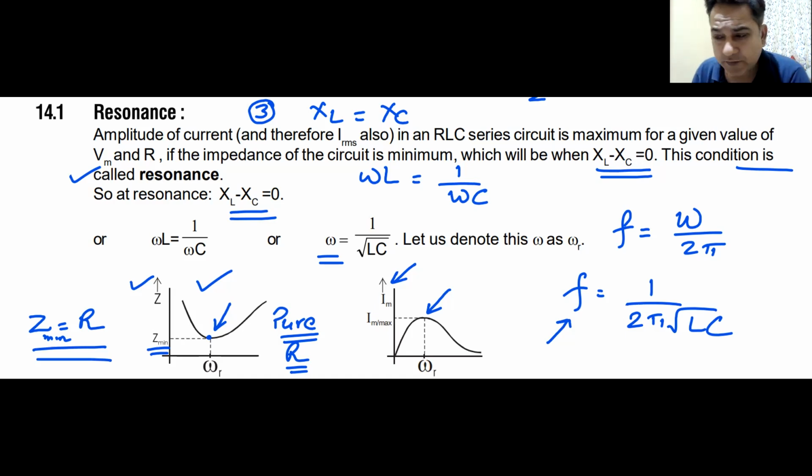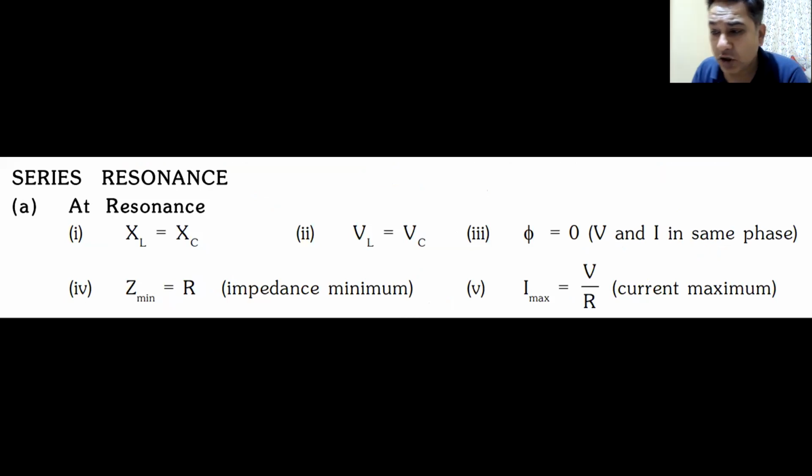I hope you have drawn the graph. Don't worry, I'll show you the graph again. I want you to note it down point by point, and here come all the points that you must remember. At resonance, XL is equal to XC, point number 1. BL is equal to BC, point number 2. Both are the same thing. Current and voltage are in the same phase.